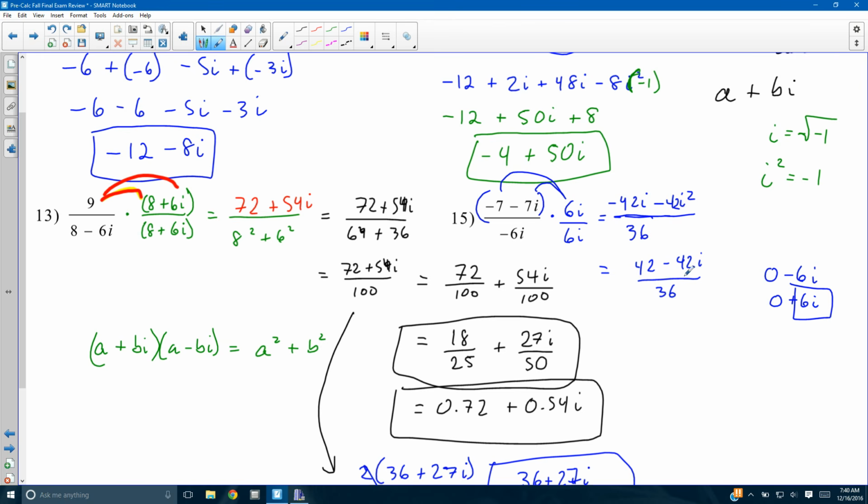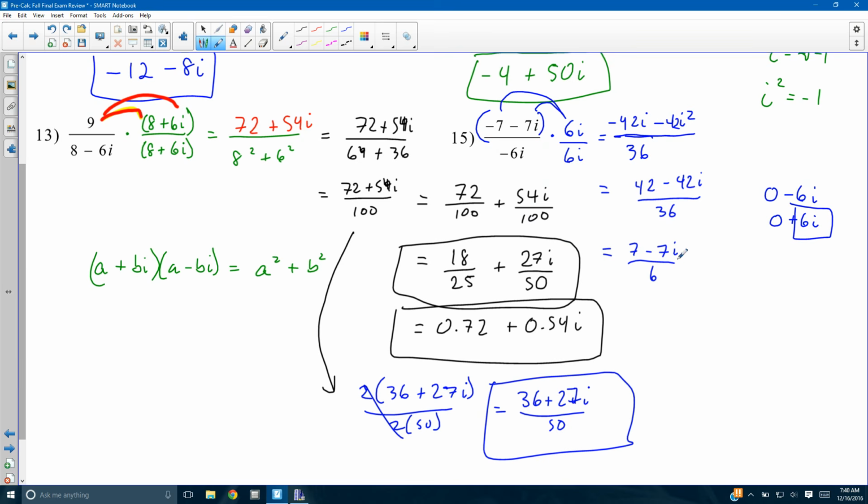I can factor 6 out of all these, so 6's can cancel. I'll be left with 7 minus 7i all over 6. I'm sure this is the answer they have on that answer key. If you did split it up, it'd be 7 over 6 minus 7i over 6, or 7 over 6i. Either or.